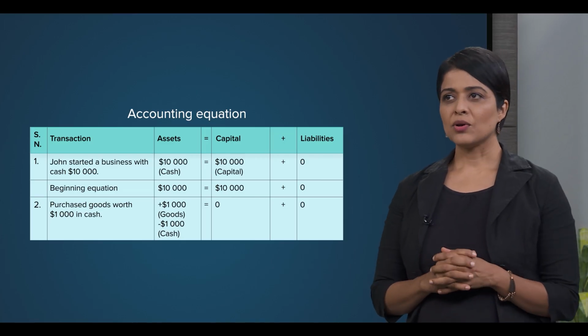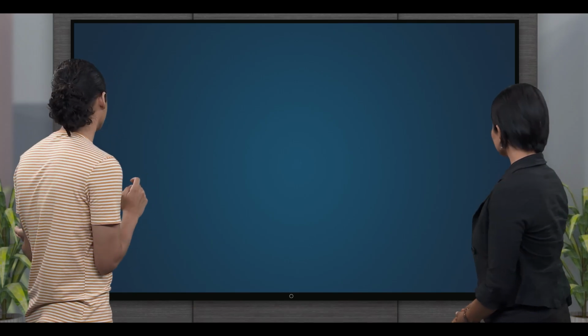That's right. Now, can you calculate the new equation? That should be quite straightforward. Considering the previous equation, which was assets equals capital plus liabilities, our new equation would look something like this.